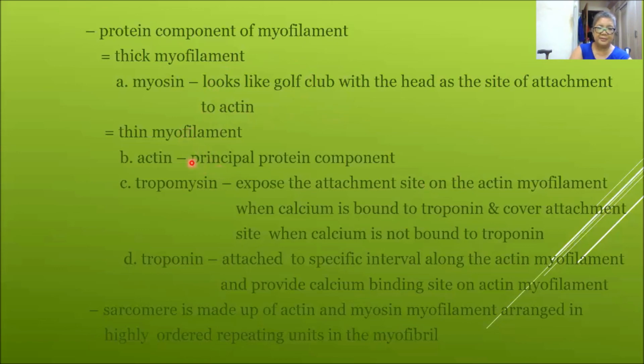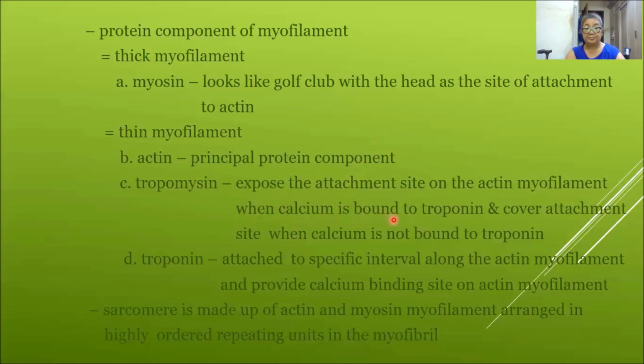Then the thin myofilament, there are three. You have your actin, your tropomyosin, and your troponin. Your actin is the principal protein component, while the position of the tropomyosin will be dependent on the presence of calcium, because when calcium is present, the tropomyosin will expose the attachment site on the actin myofilament.